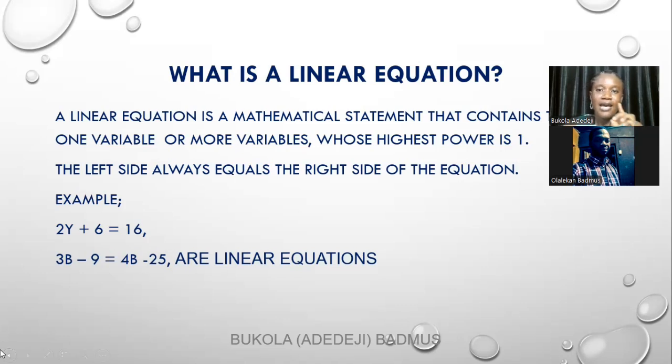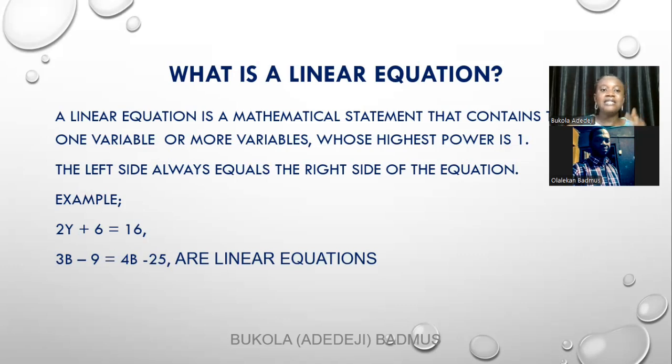A linear equation contains one or more variables. When we say variables, they are the unknown. You know that 2 is known. y is the unknown, so it's a variable. I can represent this variable y as z, or b or c. It's not necessarily that every time it is y or x. So a linear equation is a mathematical statement that contains one or more variables.